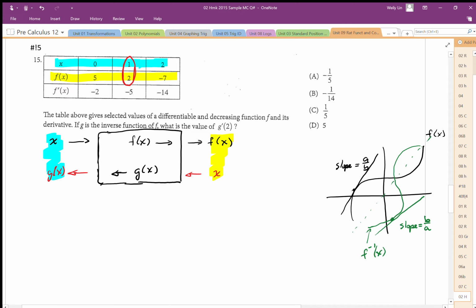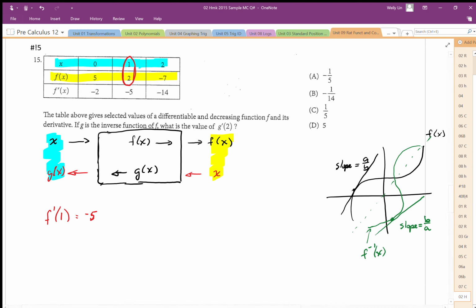Now, we can find f prime of 1, which is equal to -5, but that doesn't tell us g prime for a corresponding value. So to do that, we need to understand this relationship between the f function and the inverse function g. If we take a look at that, f is in black, the inverse is in green. Now this is just some arbitrary function that I've drawn here. And they have this reflective property.